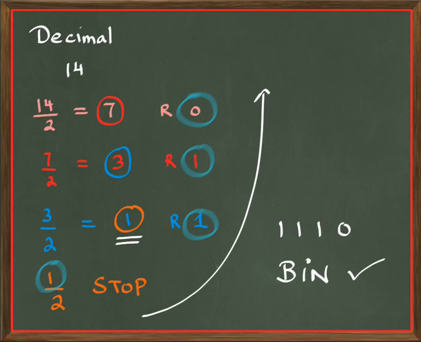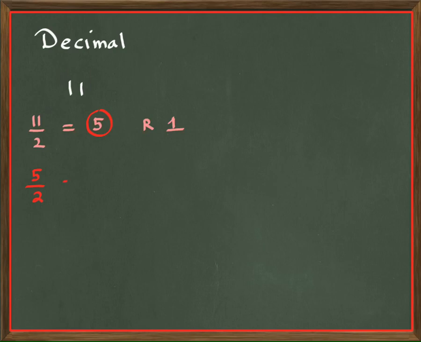Let's look at another one. Let's look at the decimal value 11. 11 divided by 2 is 5. Remainder 1. 5 divided by 2 is 2. Remainder 1. 2 divided by 2 is 1. Remainder 0. And the quotient 1, I don't even need to write it. I can just circle it and write STOP.